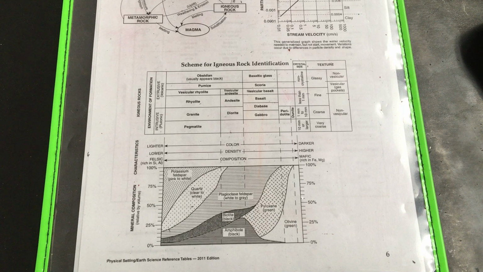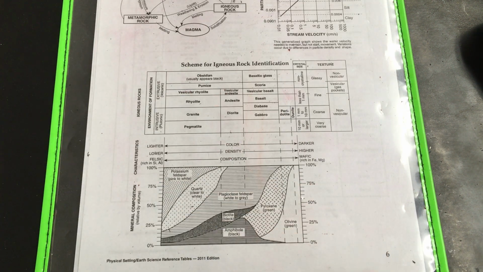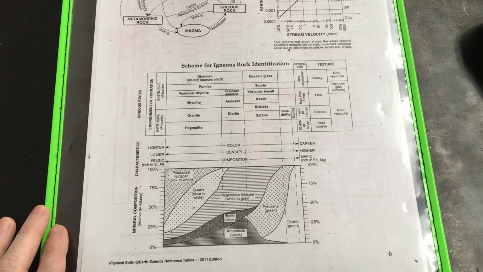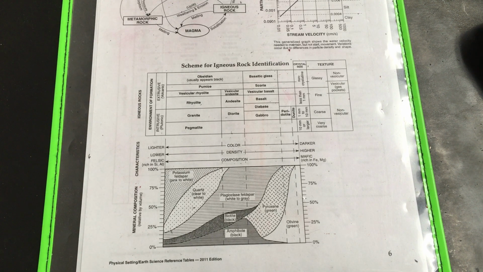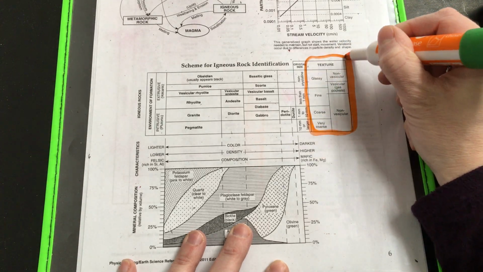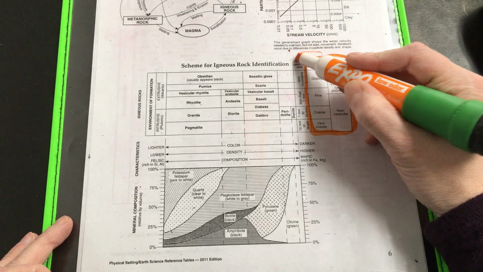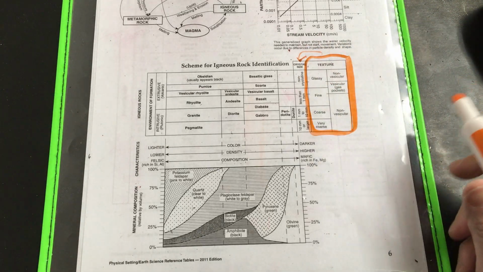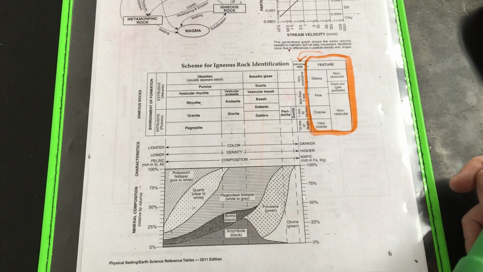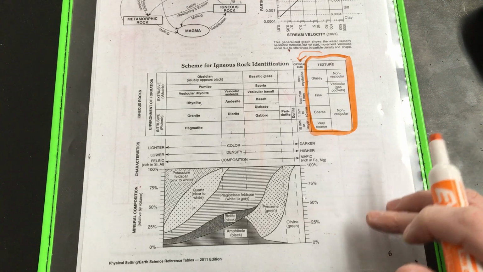In this video, we're going to show you how to identify an igneous rock using the Scheme for Igneous Rock ID on page 6 of the reference table. So the first thing that you want to look for when you are identifying an igneous rock is the texture. Texture refers to the size of the mineral crystals that solidified in that igneous rock. It doesn't refer to how it feels. It's simply what size are those crystals.